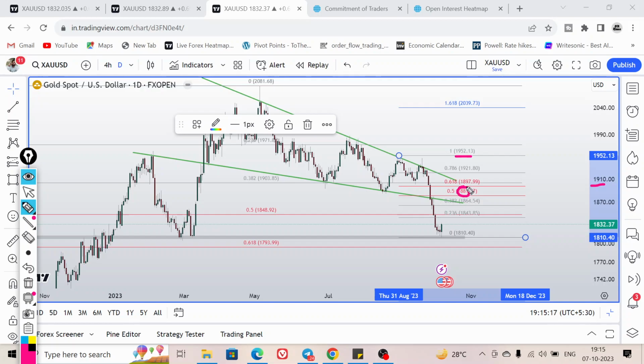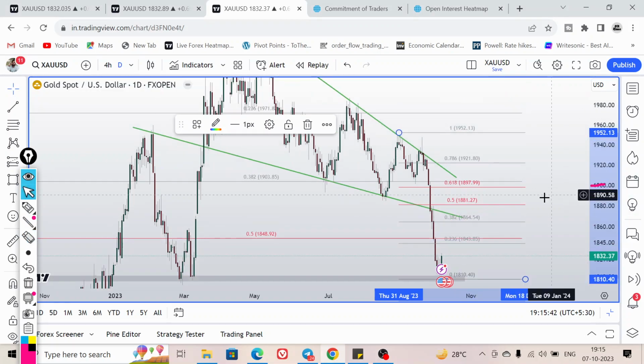Or you can say the level around 1898-1897, or roughly we can consider the psychological level of 1900. So if bulls are able to reclaim this region, then we can expect a good bullish move in the upcoming trading session. But under this we have to look for sell opportunities.